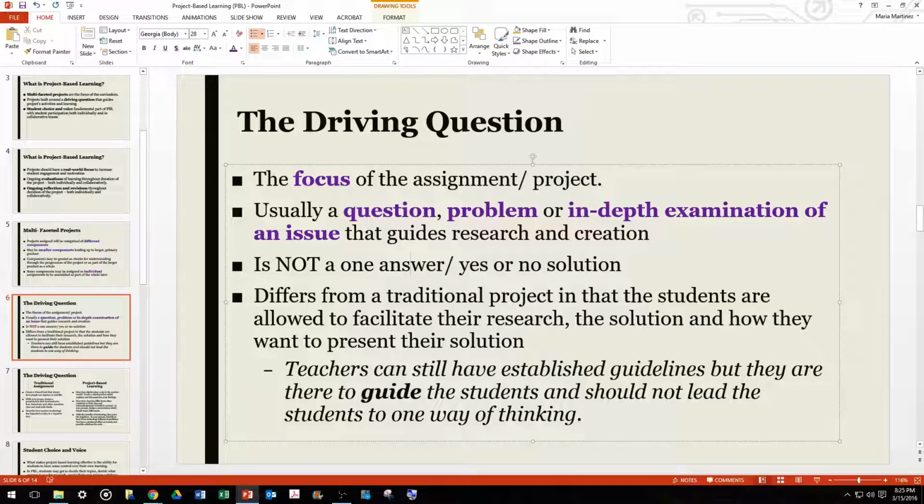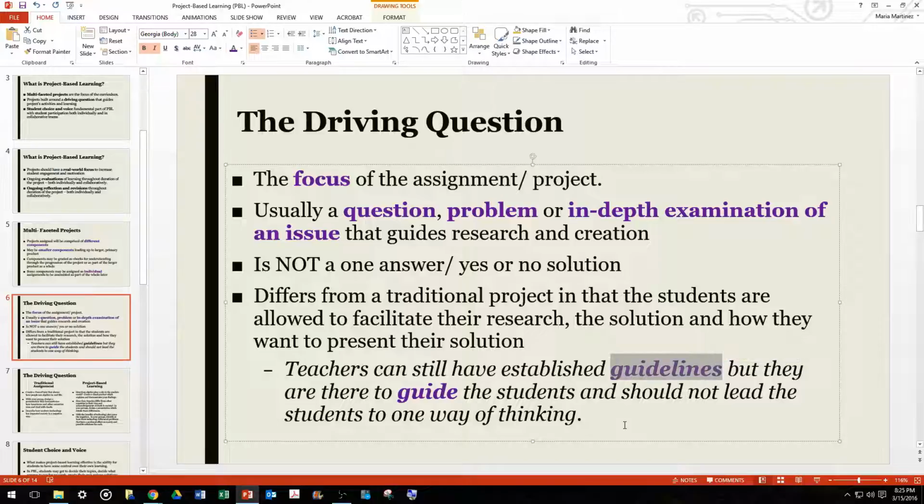As a teacher, you are still very important because you are the guide. Rather than taking the student's hand and leading them, you are walking next to them and giving guidelines to guide them in the right direction.